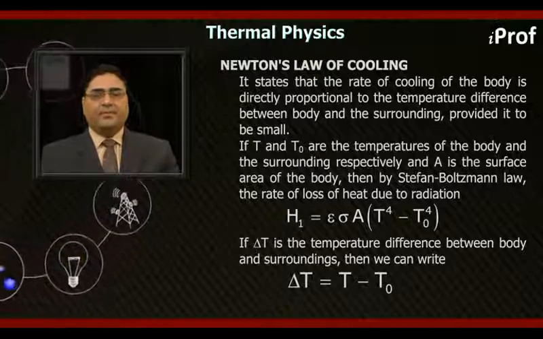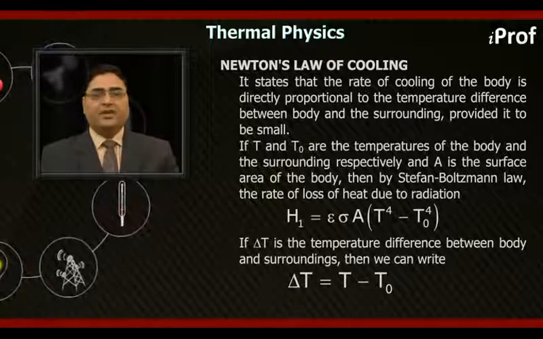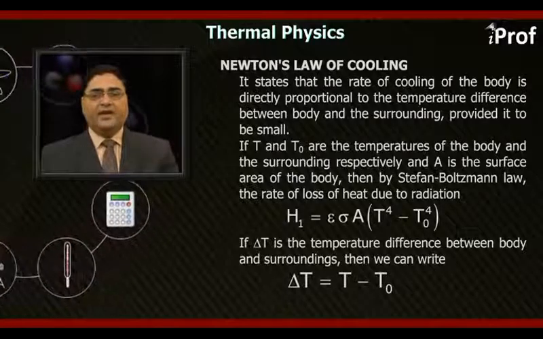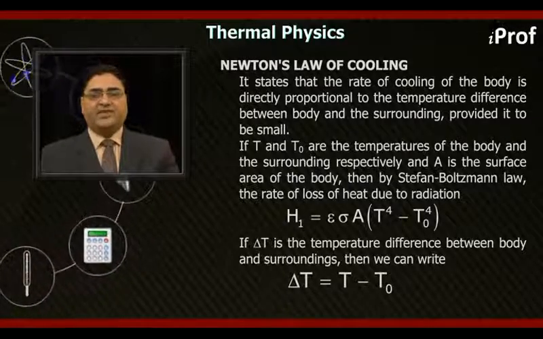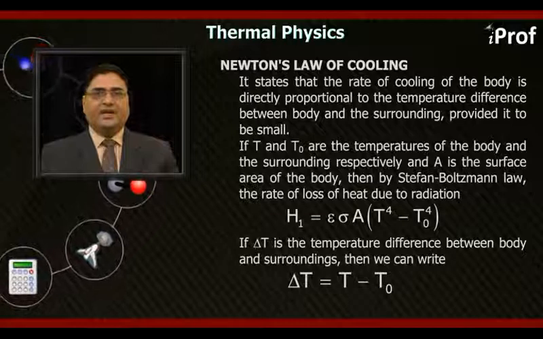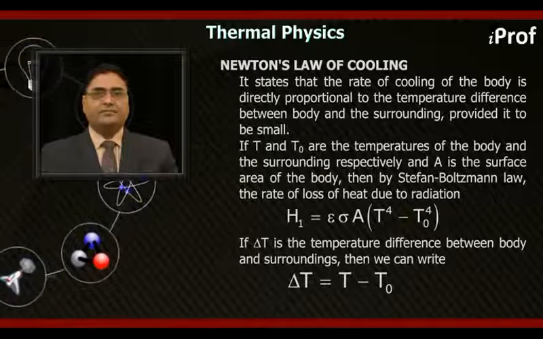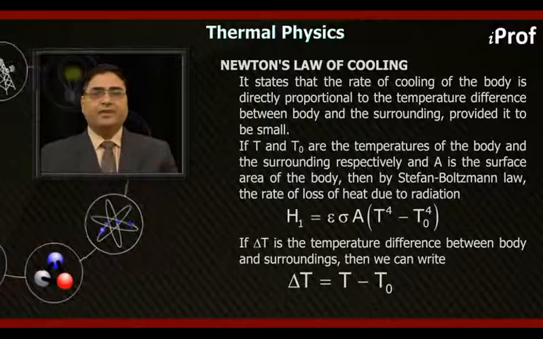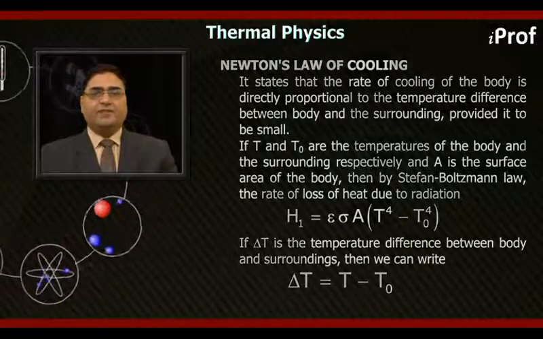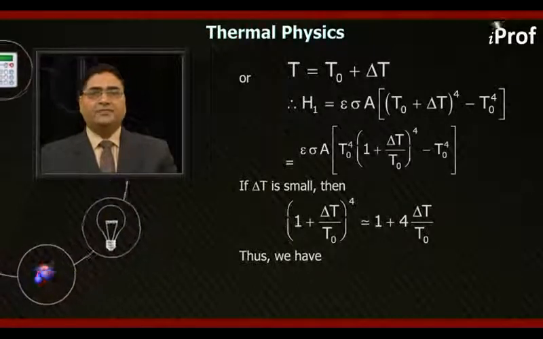then by the Stefan-Boltzmann law, the rate of loss of heat due to radiation H1 equals epsilon sigma A (T^4 minus T0^4). If delta T is the temperature difference between the body and the surroundings, then we can write delta T equals T minus T0, or T equals T0 plus delta T.